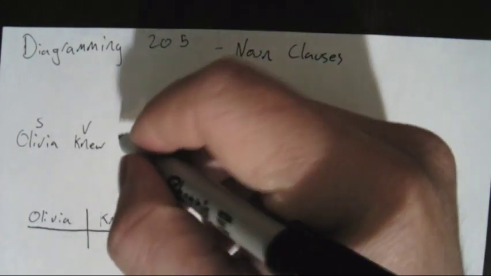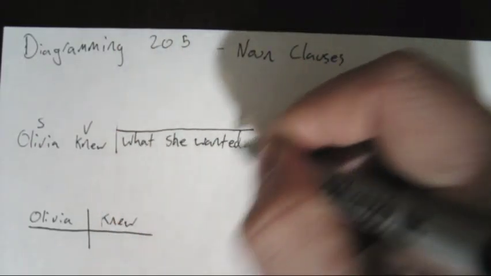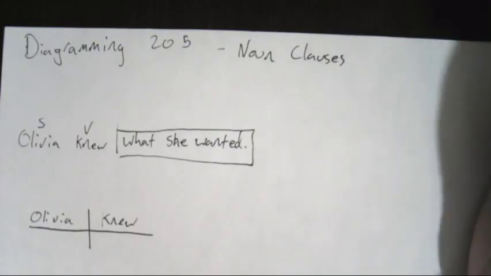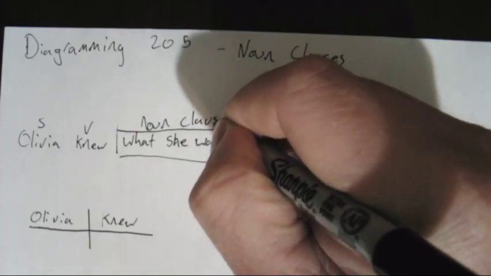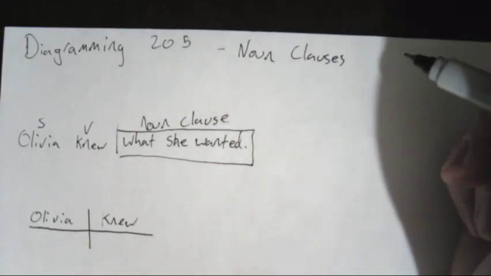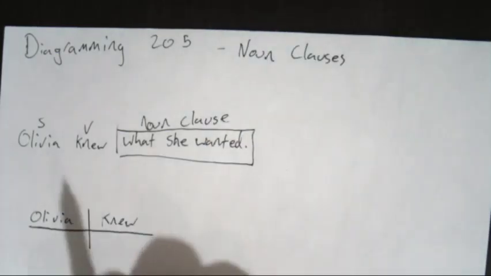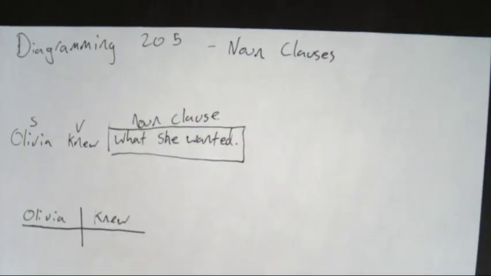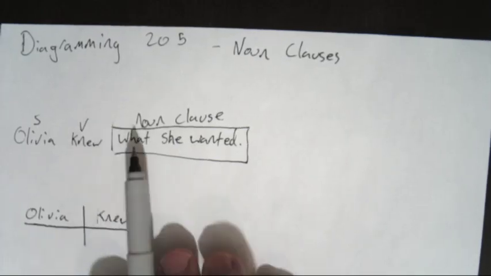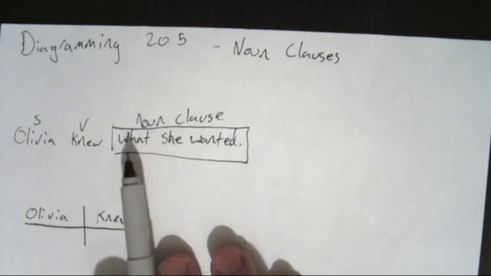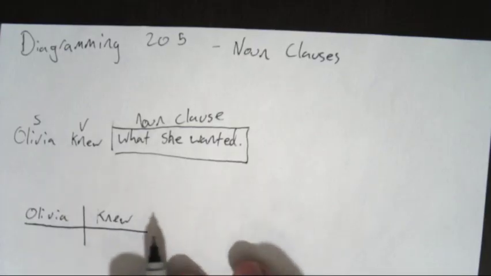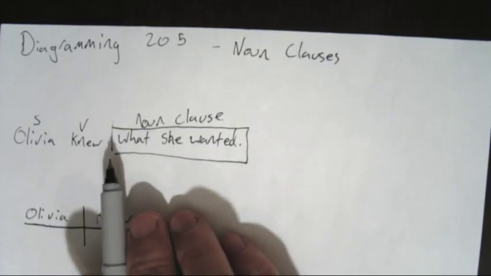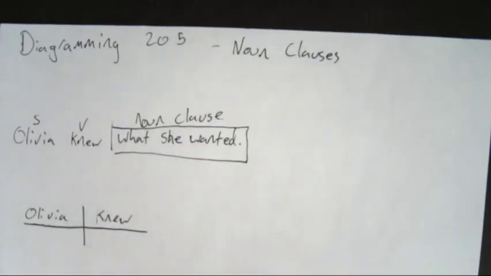So this whole clause right here, this is a noun clause, because it's taking the place of a noun, right? We could change this to the name of a person. Olivia knew Matt. That makes sense, right? If we can replace it with the name of a person, then it's a noun clause. We take this whole chunk out and put in a different noun, and it would make sense. So, what did Olivia know? She knew what she wanted. That whole thing is our noun clause.